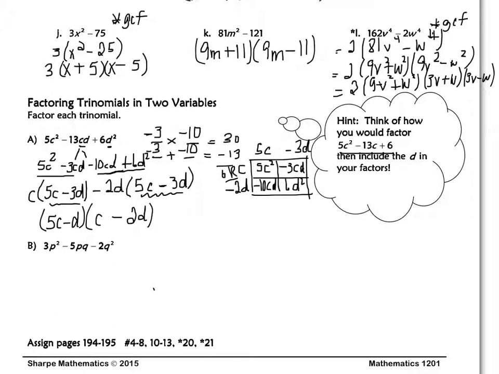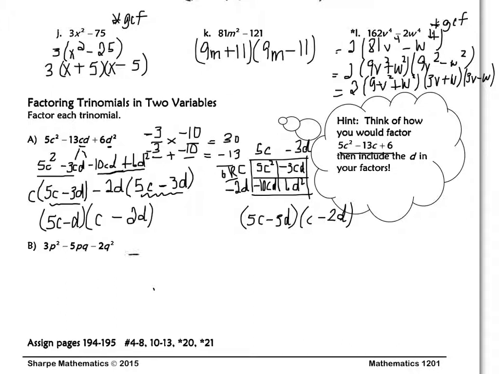Now, you're not going to get full marks on a question if you leave it like that. You actually have to write it in factored form. So you would have to say 5c minus 3d and c minus 2d. It doesn't matter the order of the factors. If you wanted to say the c minus 2d first and then the 5c minus 3d second, that would be fine as well.